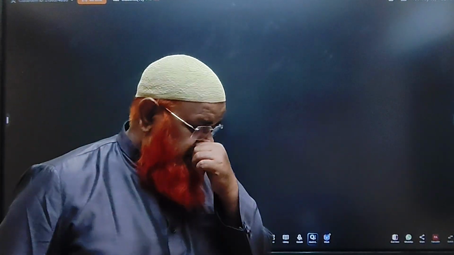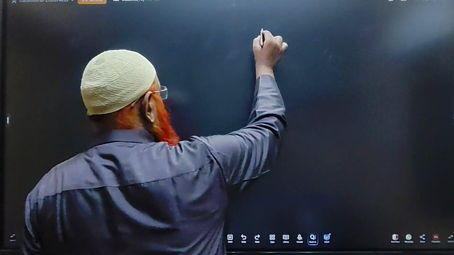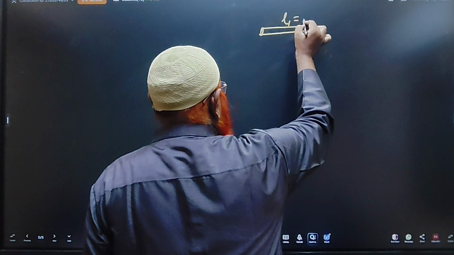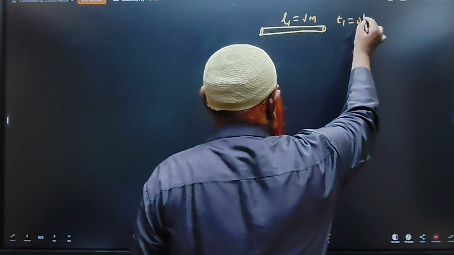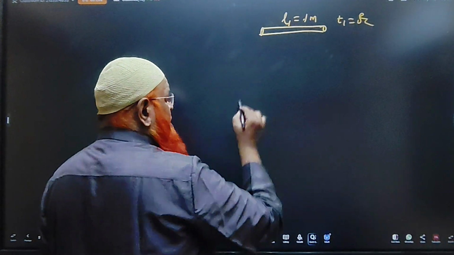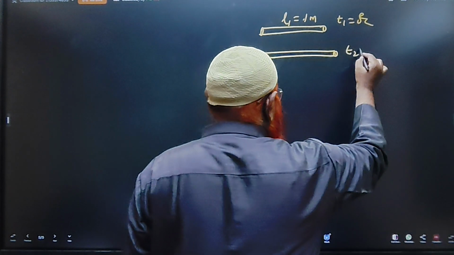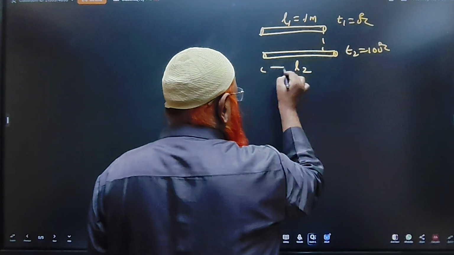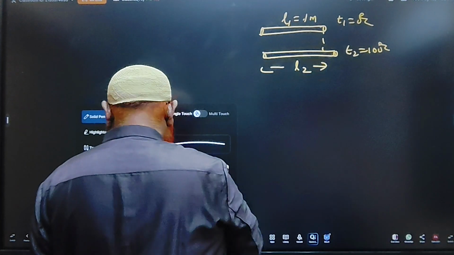What is the next basic concept present in this? Let us take one small concept here. I have taken a wire of length L1 equal to 1 meter, and temperature T1 equal to 0 degrees Celsius. I have heated this wire to 100 degrees Celsius. The length has risen to L2.